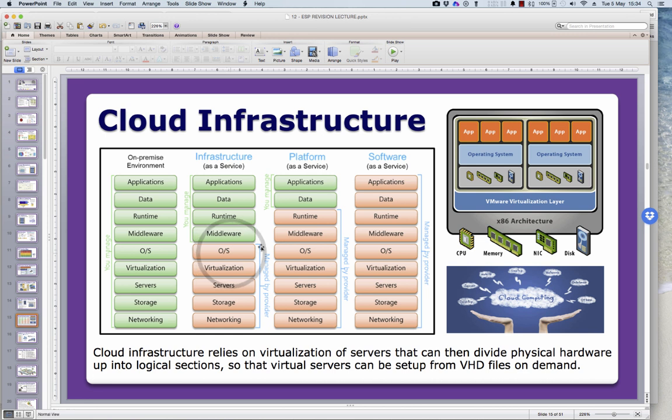But you could also have the middleware, operating system and runtime environment provided by the external provider, in which case all you've got to provide is applications and data. And software as a service, a whole lot is provided. And you could also have yourself managing it all, but obviously there's a lost opportunity to outsource some elements at a lower cost with that.